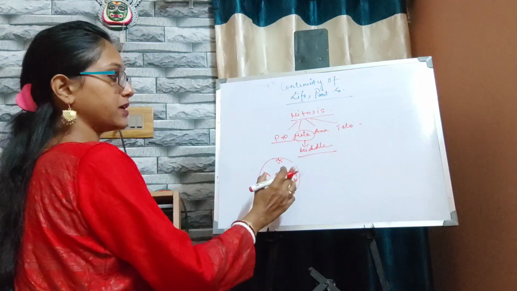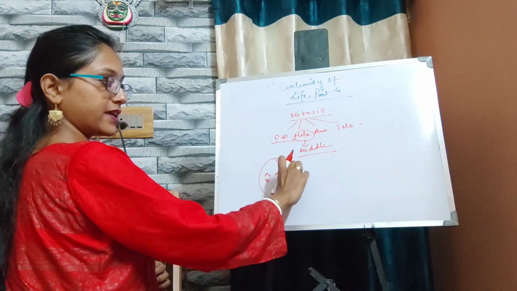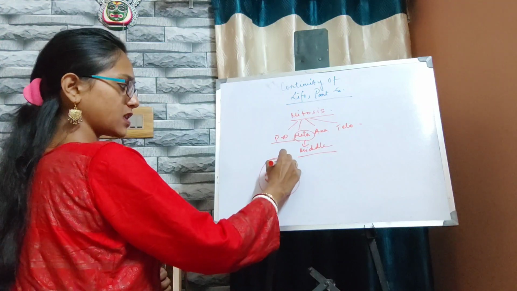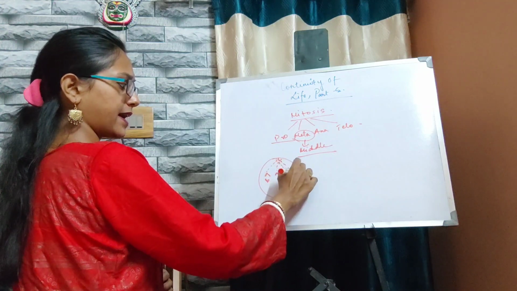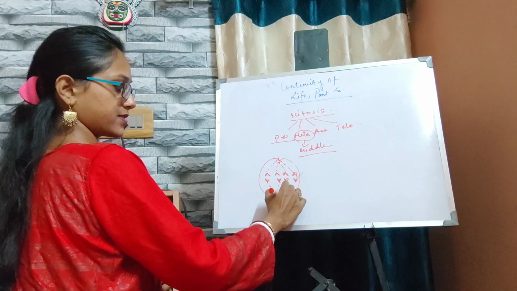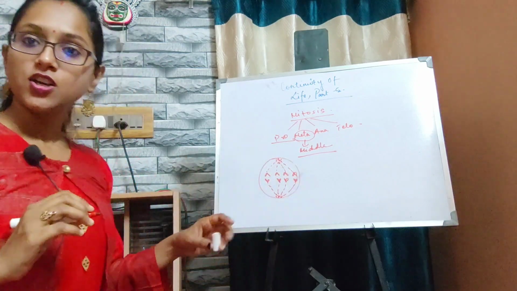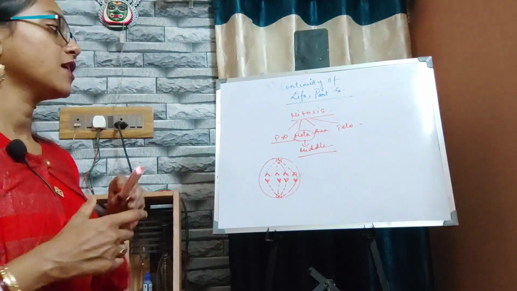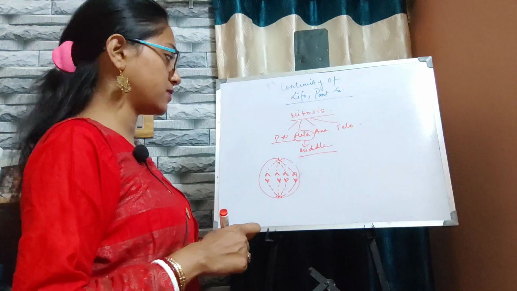But in the metaphase, what happens? The chromosomes are arranged at the equatorial region, and now the spindle fibers are attached with these aster rays. So this is the metaphase. This is its characteristic feature.